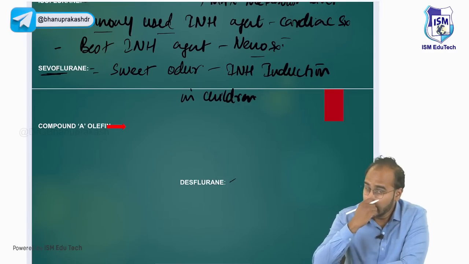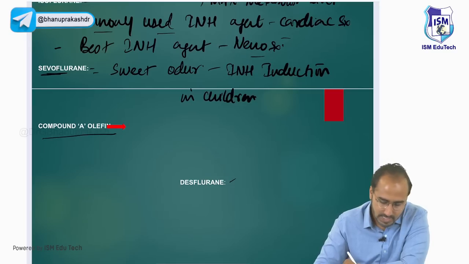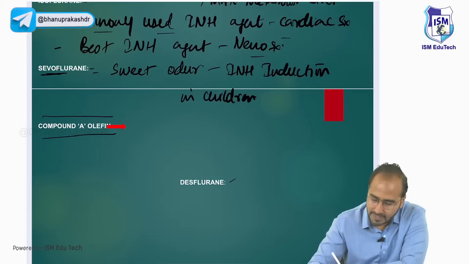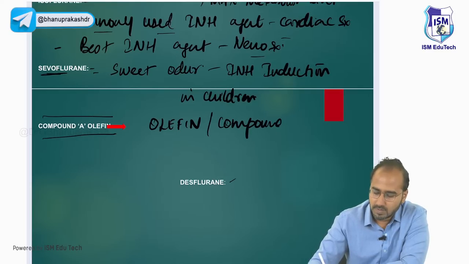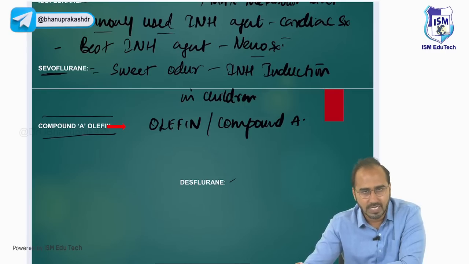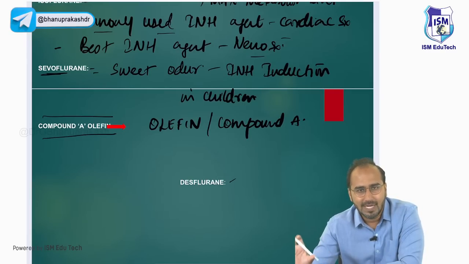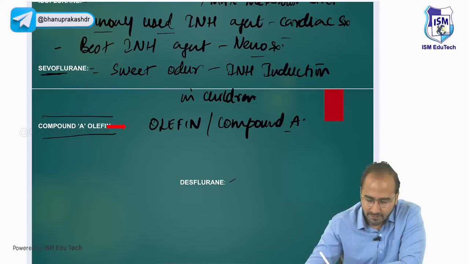But there is one side effect of sevoflurane. Sevoflurane can form a nephrotoxic compound called compound A, or olefin. Compound A or olefin. When you use sevoflurane with a closed circuit, in a container, with soda lime, it will form compound A, which is a nephrotoxic compound.